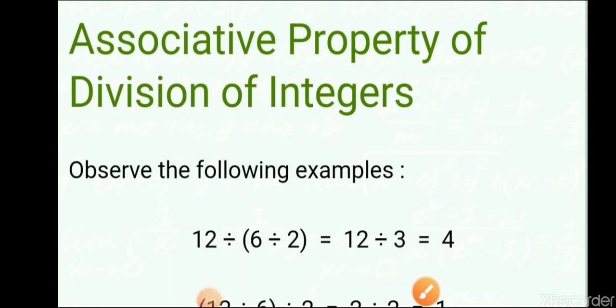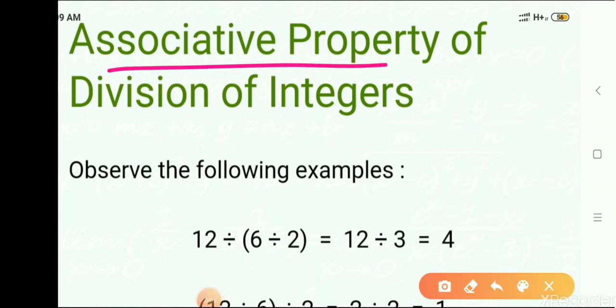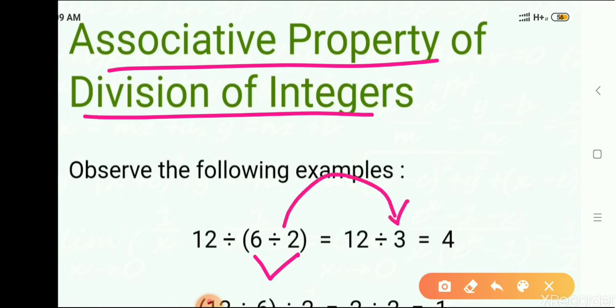Now let us see the associative property of division of integers. Observe the following. Here we have taken three integers 12, 6 and 2. So 12 divided by (6 divided by 2). Here 6 and 2 are taken inside the bracket. First we will solve this bracket and it will be 3. So the whole will be 12 divided by 3 and our answer will be +4.